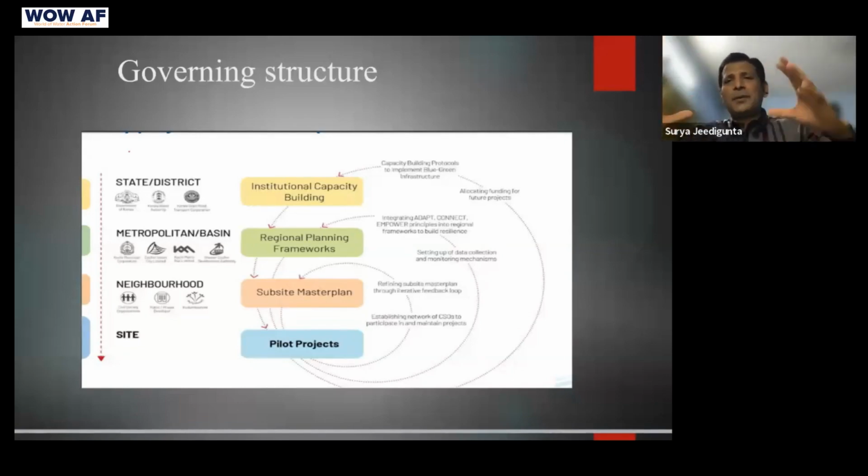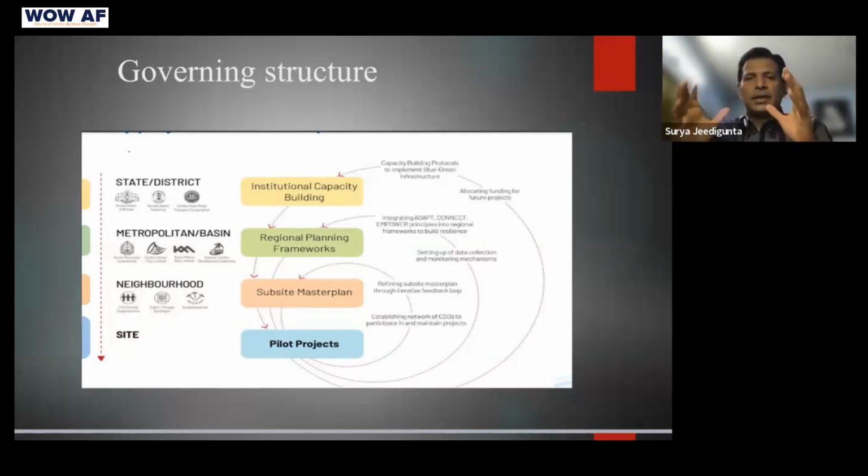So this kind of institutional building has to be done at the state level. This is the governing structure which, if we can implement, then I think we will be able to achieve the scale that we are looking for, rather than working in small one-off projects. This is a circular loop, which will reinforce every time it goes through, and then I think we will see much larger and bigger results.